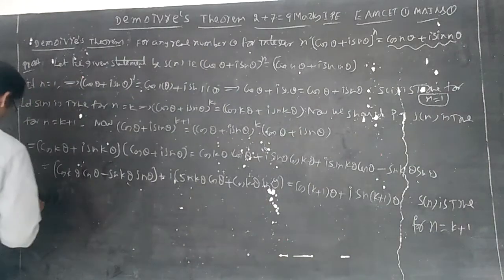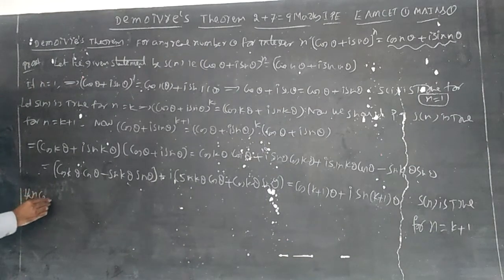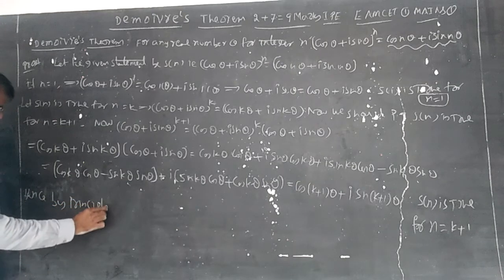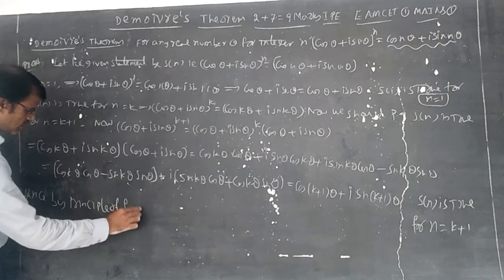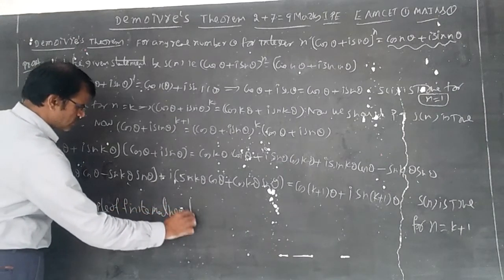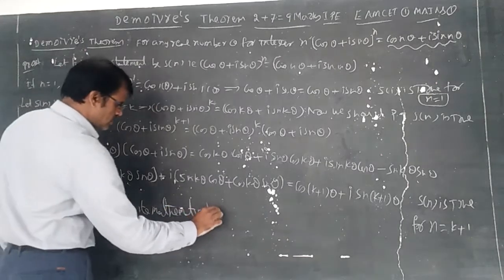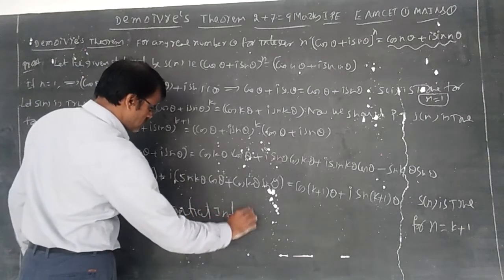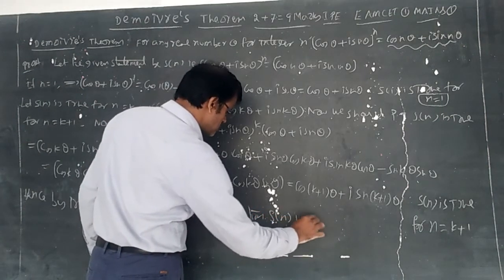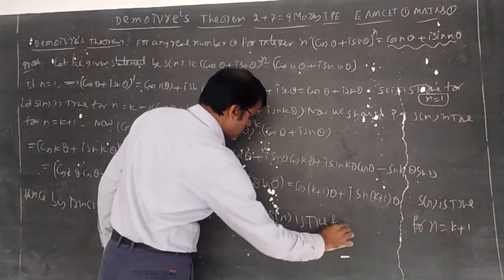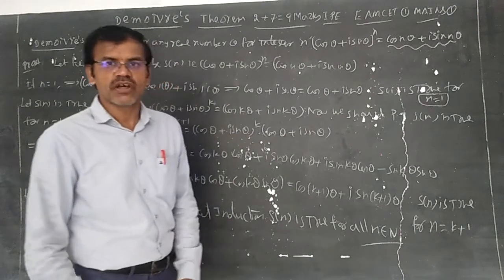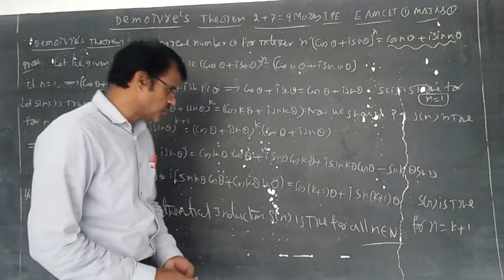Hence, at last we should write like this: by the principle of finite mathematical induction, S_n is true for all n belonging to capital N. It means it is true for all positive integers.